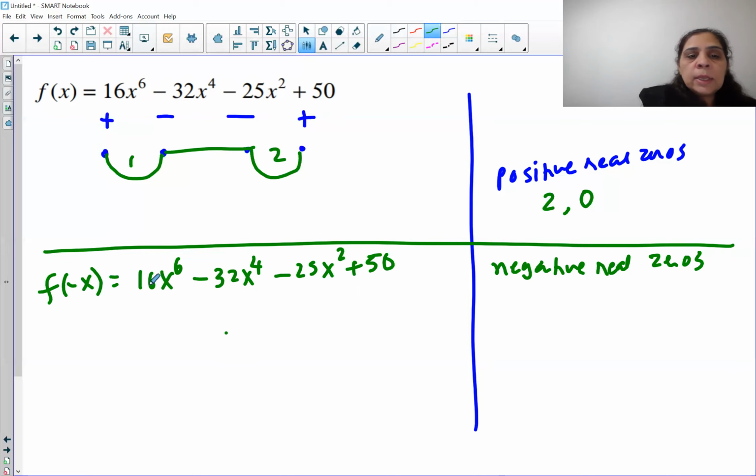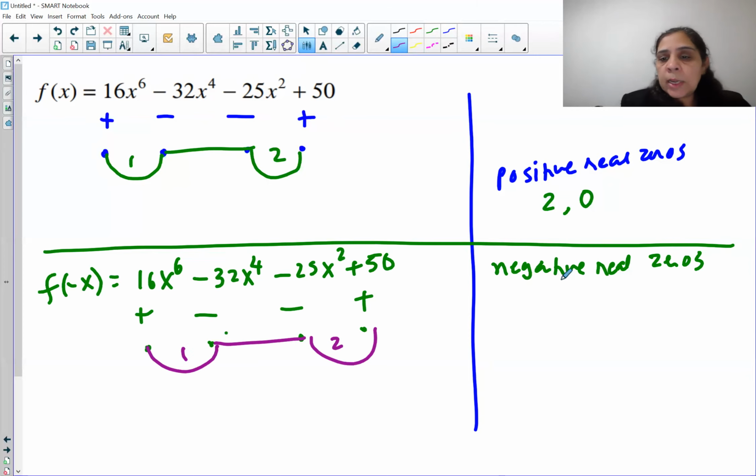So now we can see exactly the same thing again: positive, negative, negative, and positive. Positive to negative, sign change. Negative to negative is not a change, and here is a change. So also we will get negative real zeros, it should be 2 or 0.